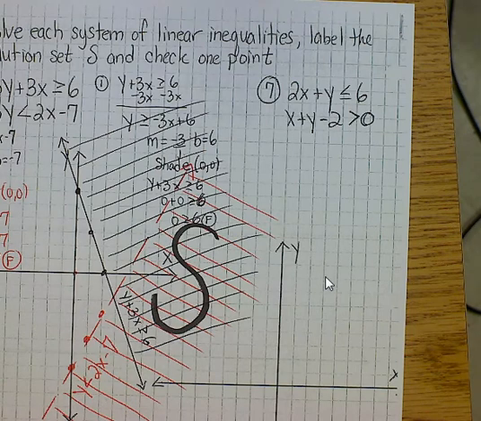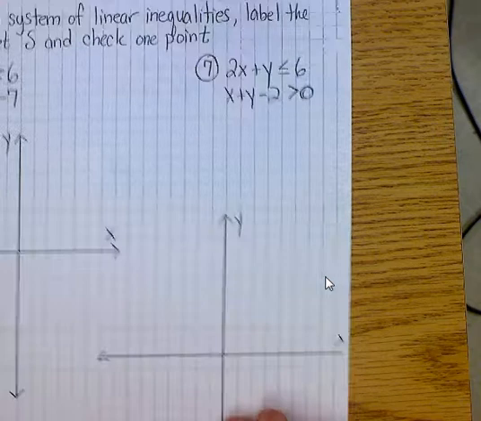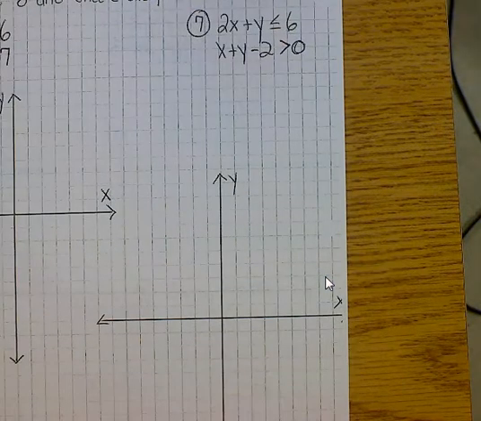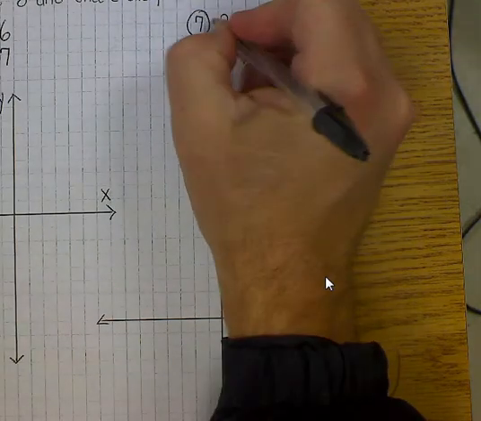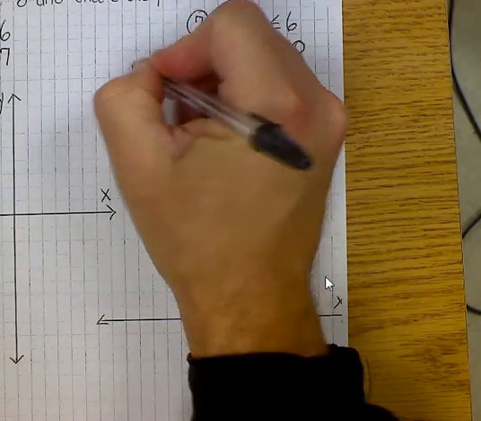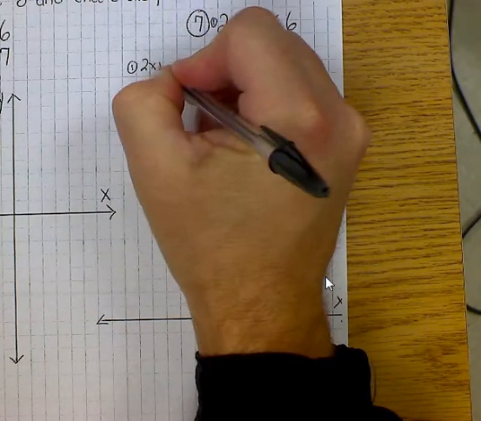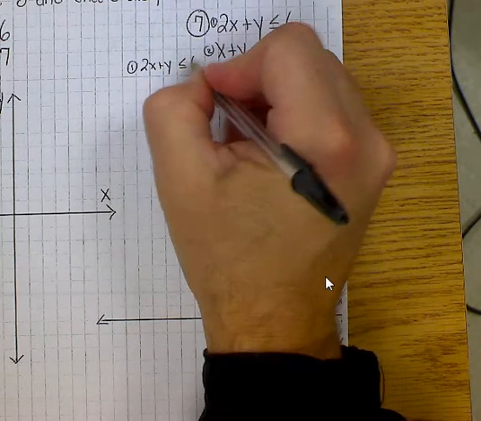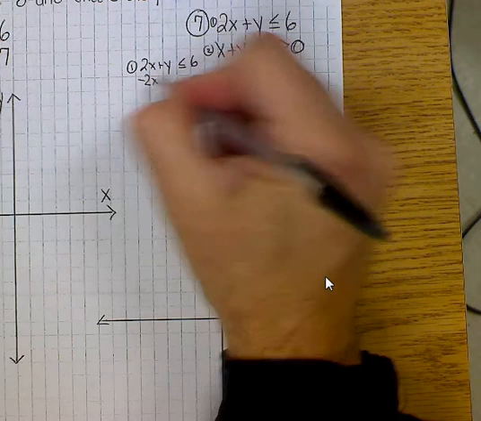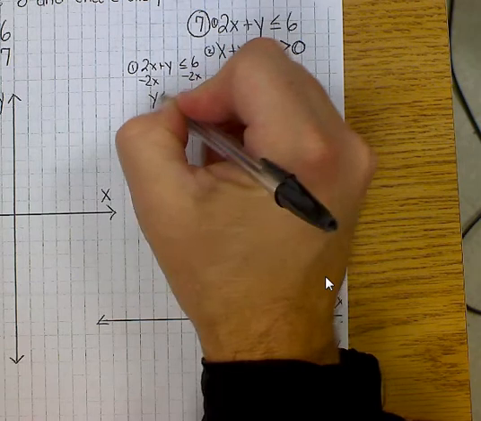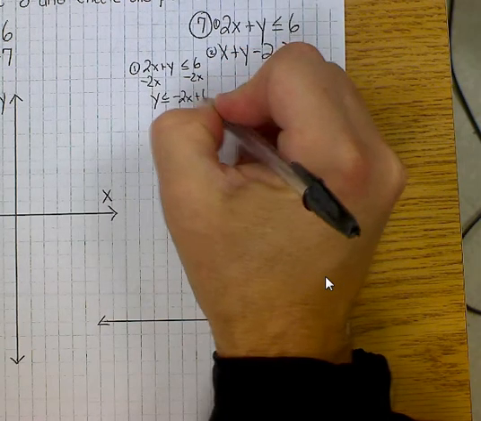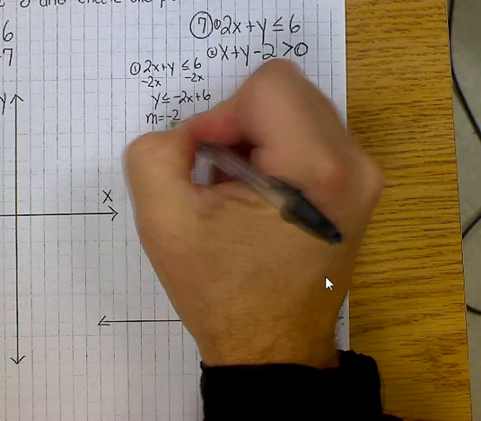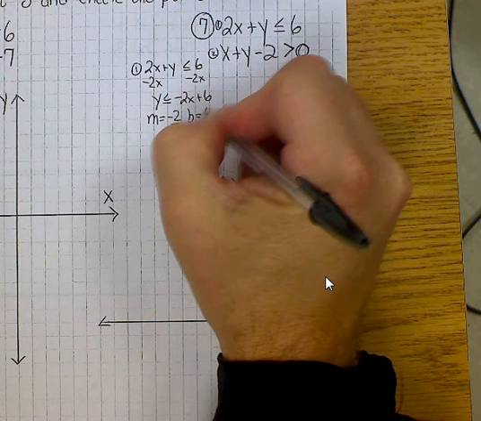Okay, my next question is the one right next to it, which is question number 7. And for question number 7, I'll start on a whole new graph. So here we go, last one. This is equation 1 and equation 2. I'm going to bring equation 1 over. We have 2x plus y is less than or equal to 6. I'm going to subtract 2x from both sides. I get y is less than or equal to negative 2x plus 6. So my m is negative 2 over 1, and my y-intercept is going to be 6.